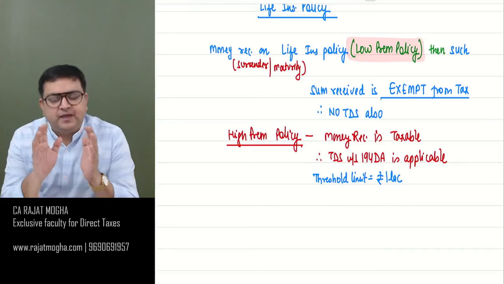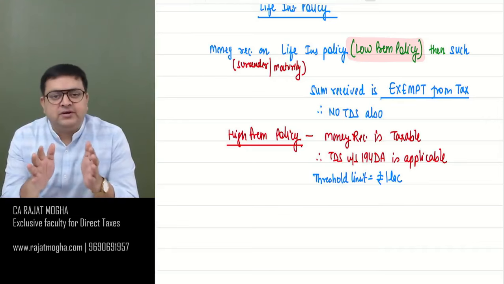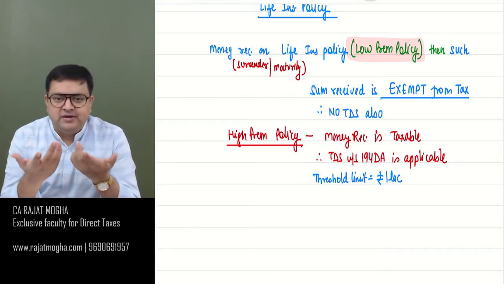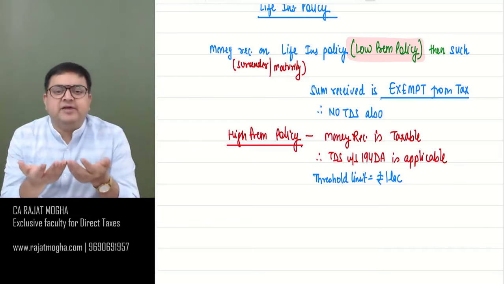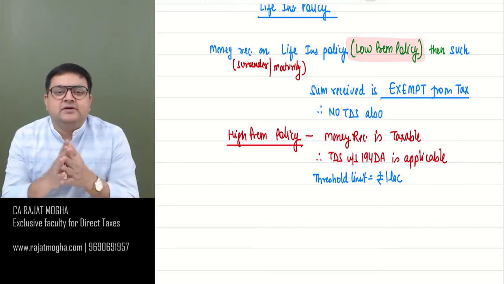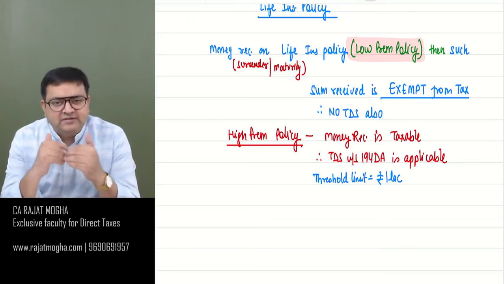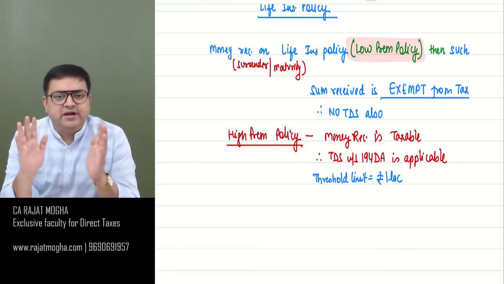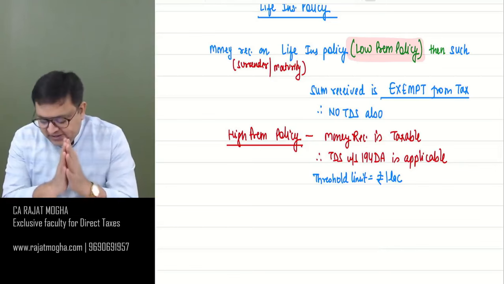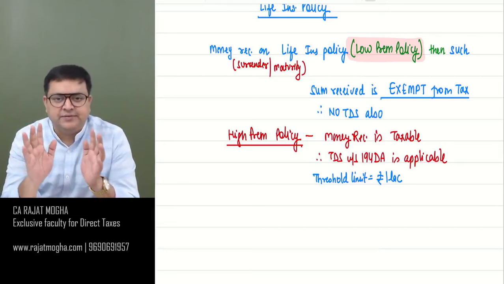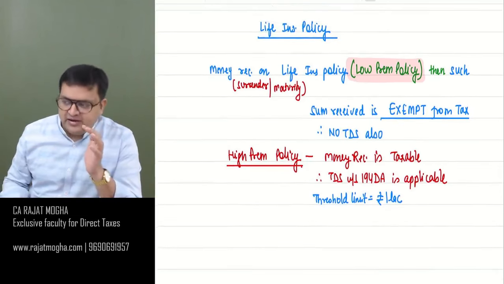Understood? It is taxable in your hands, no doubt. But I will deduct TDS depending on the threshold limit. If the money I am giving you is more than 1 lakh, then I will deduct TDS. If it is up to 1 lakh or less, I will not deduct TDS. Have you understood till here or not? I'll tell you what is low premium and what is high premium. That's okay. Have you understood till here?